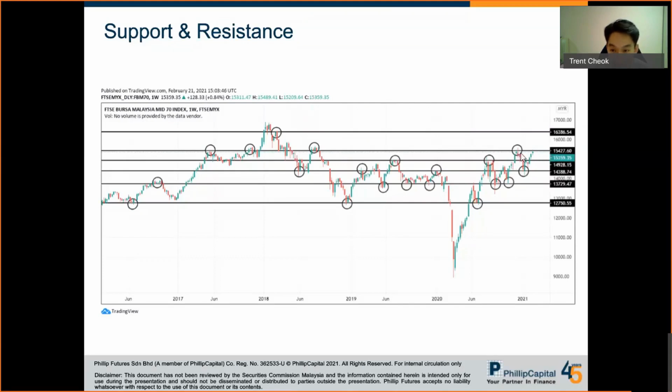Previously, if you look to the left, there's actually another level, which is the 15427.6 level to the left here. You can see there's a lot of times the price couldn't go higher every time it hits the 15,500 level. So we can safely identify this is the resistance level for the FM70.